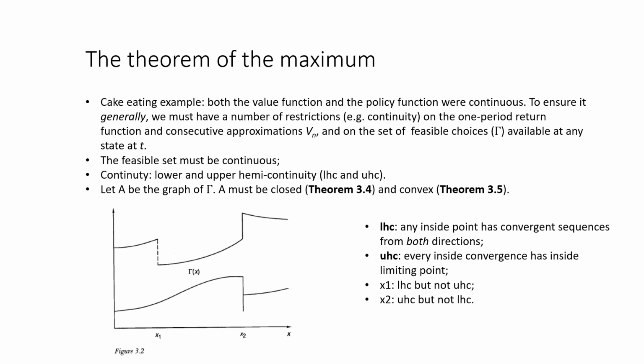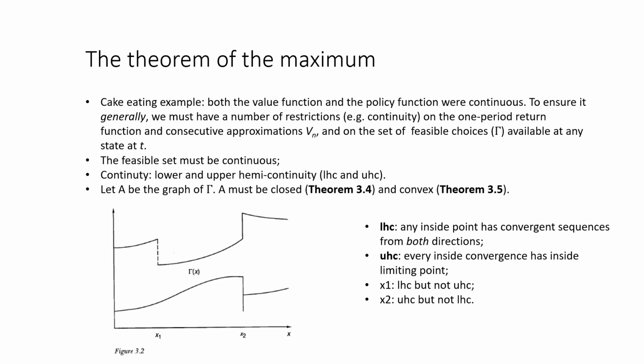Okay, there is a further topic which is covered in chapter 3 of our textbook, and this is the theorem of the maximum. To go back to the cake eating example of the first lecture, just a kind reminder, both the value function and the policy function were continuous. We didn't do anything explicitly to make them continuous. They were continuous, but it is not something we can take for granted. This is a quality which we need. We want the value function and the policy function to be continuous.